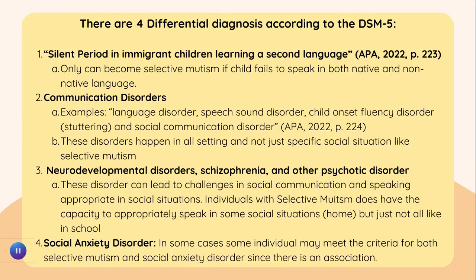Next is neurodevelopmental disorders, schizophrenia, and other psychotic disorders. These disorders can lead to challenges in social communication and speaking in appropriate situations. But the difference is that individuals with selective mutism have the capacity to speak appropriately in some social situations, such as at home, but not all, such as not being able to speak at school.